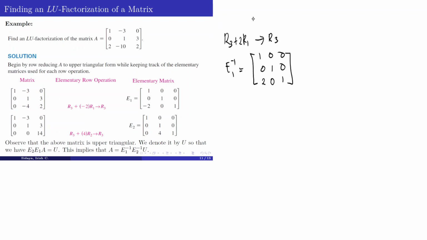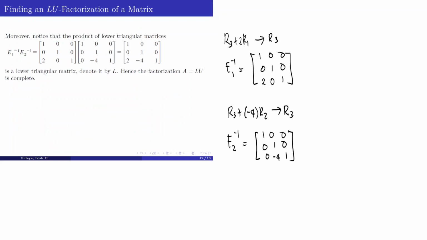Also, to convert E sub 2 back to the identity matrix, we multiply R2 by -4 and then add to R3. So again, we have R3 plus the new R3. We apply this to the 3 by 3 identity matrix so that we get the inverse of E sub 2 as [1 0 0; 0 1 0; 0 -4 1].